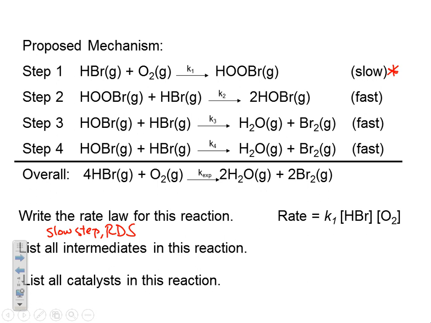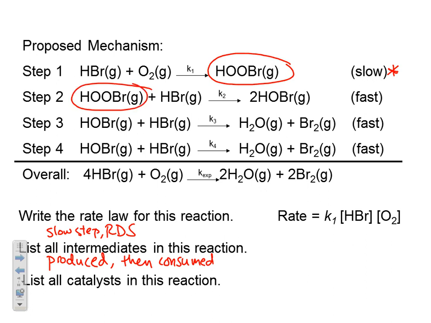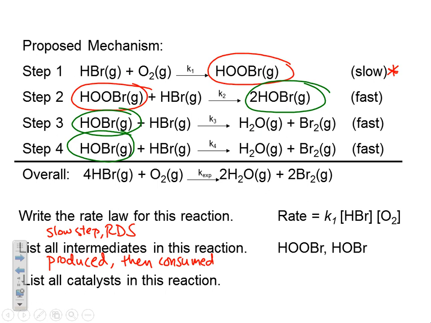List all intermediates in this reaction. So intermediates are produced and then consumed. So that's what we want to look for. We want to look for things that are made early and then used later, like HOOBr. HOOBr is made in step 1 and it is consumed in step 2, so that absolutely makes it an intermediate. Also an intermediate is produced early and then consumed later. Notice this 2HOBr. It's produced in step 2, and then one of them is used in step 3, and then the second is used in step 4. So we have 2 intermediates here, HOOBr and HOBr.